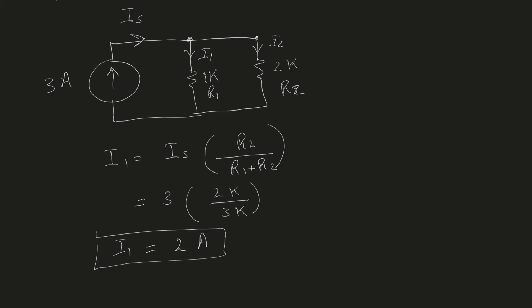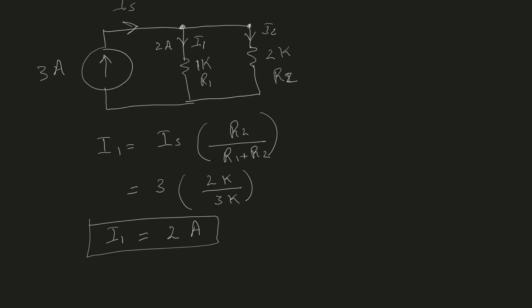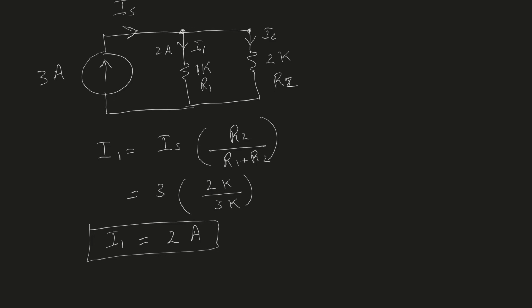If 3 amperes come from the source and I1 is 2 ampere, then you can easily tell that the current in R2 should be 1 ampere, because the current has to divide into two pieces and the sum of those two pieces has to be equal to 3 ampere. So let's just use CDR to verify that.